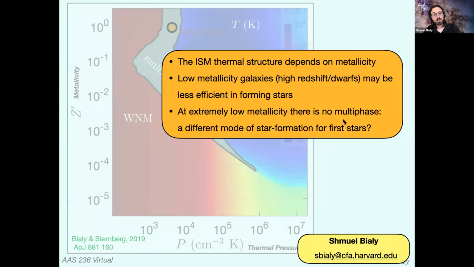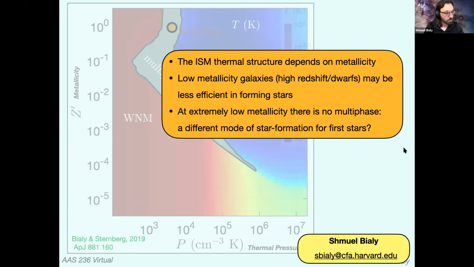And finally, at extremely low metallicities, there's no multi-phase, and we may expect a very different mode of star formation, maybe very bursty, because we don't have this regulation process that is happening in higher metallicity galaxies. And with this, I'll finish.